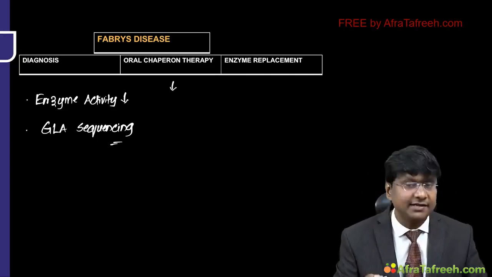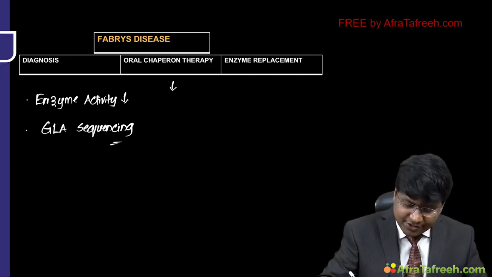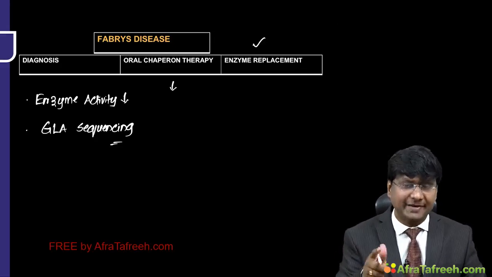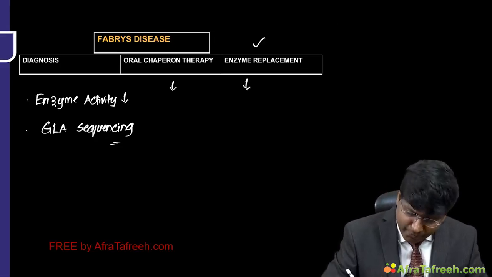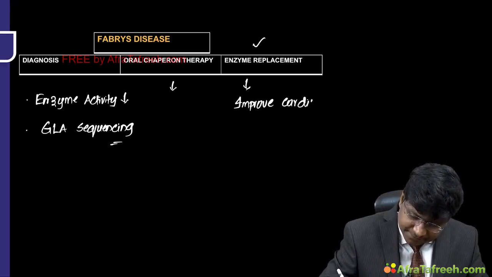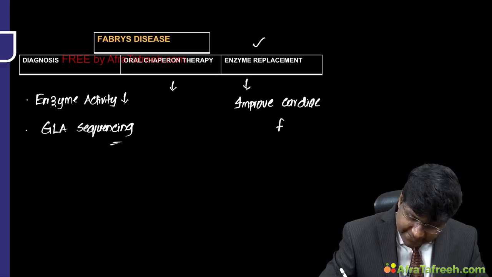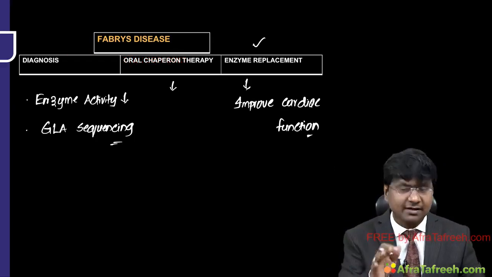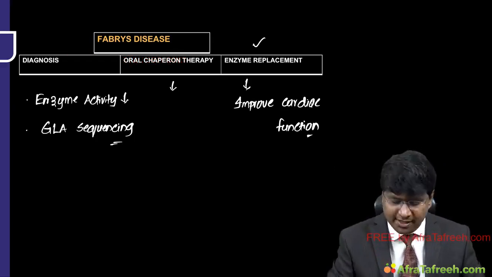Then how do you treat these patients? Number one is enzyme replacement, where you replace the alpha galactosidase A enzyme. That will improve the cardiac function and the cardiac symptomatology. Next important is oral chaperone therapy. Now what are these oral chaperones? Before that, let me show you the endomyocardial biopsy.